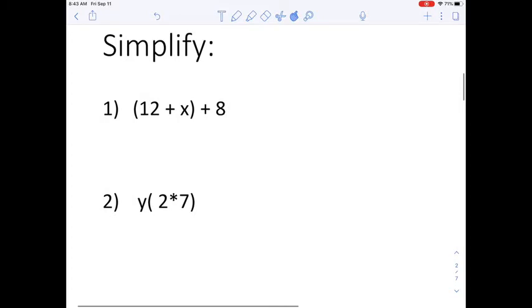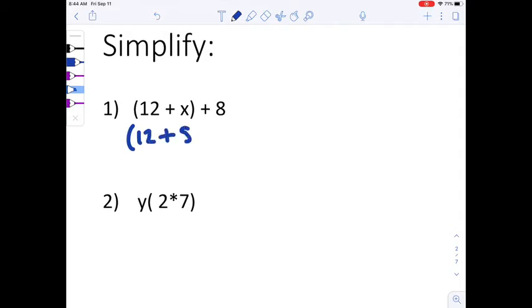The next couple problems say to simplify. This goes back to when we were learning about the different properties and how we can move these numbers around to make it easier. For number 1, we have the group around 12 plus x, but to make this easier on ourselves, we're going to regroup this using the associative property of addition to instead group together 12 plus 8 and then plus x. And remember, we can regroup that because it's all addition. There's only plus signs in this problem, and that property allows us to do that.